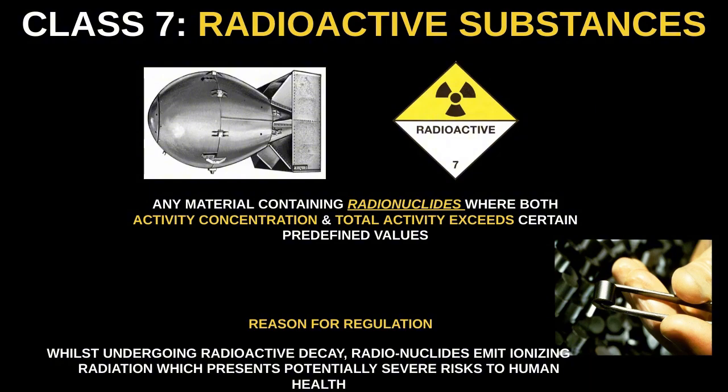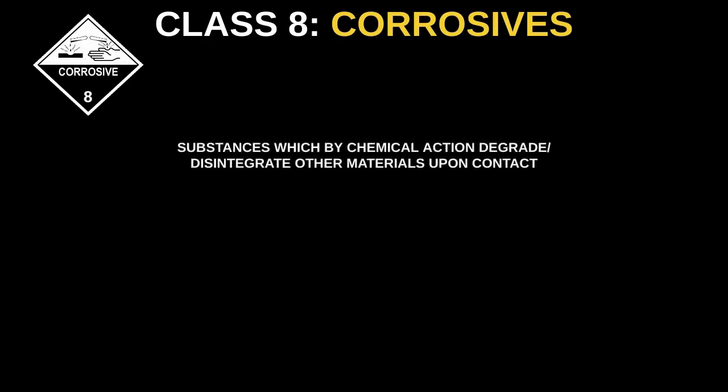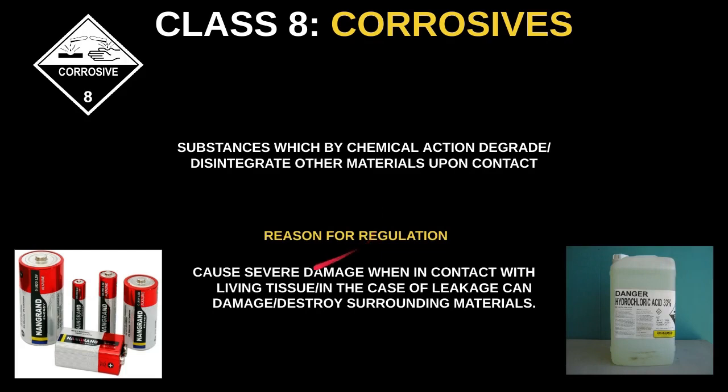Class 8 are your corrosives. Class 8 substances degrade or disintegrate materials through chemical action. What is the reason for this regulation? Corrosives can cause severe damage to living tissue and surrounding materials in the case of leakage. Examples include battery acid, hydrochloric acid.